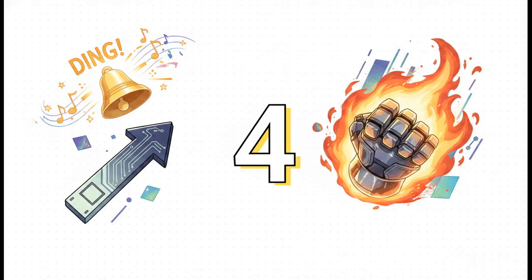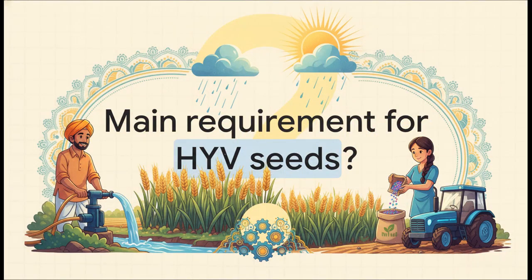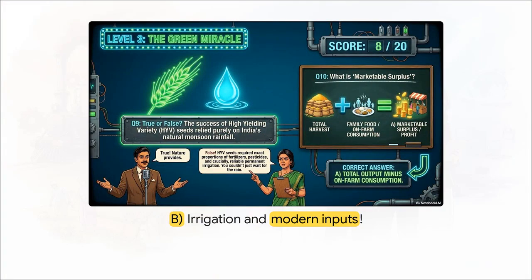Welcome to Level 3, the Green Miracle. Here's your question. What was the most absolutely critical requirement for the success of high-yielding variety or HYV seeds? A, heavy rainfall only, B, irrigation and modern inputs, or C, more labor? Just remember, natural rainfall has historically been super unpredictable. So what did this so-called miracle actually need? You got it. The answer is B.